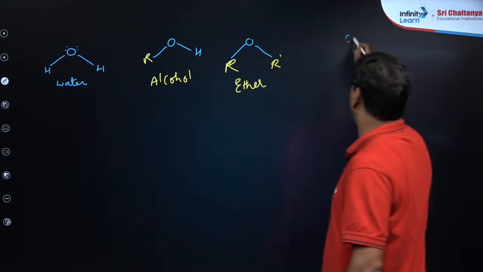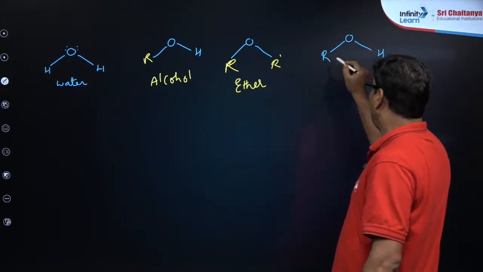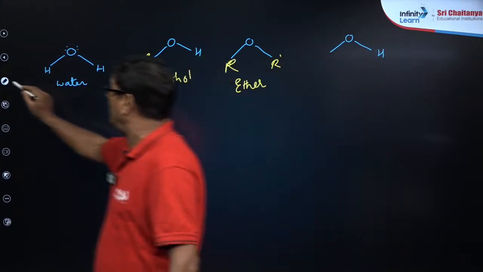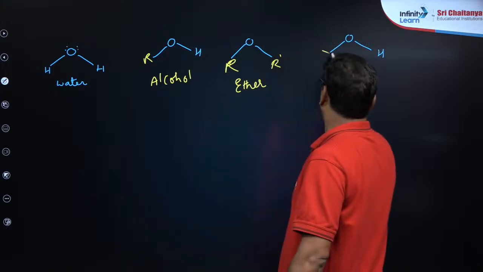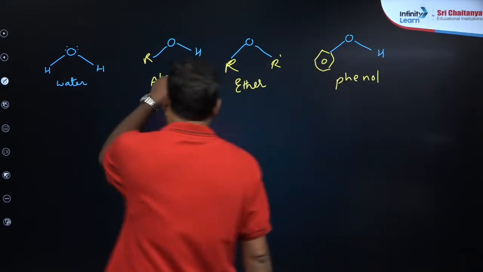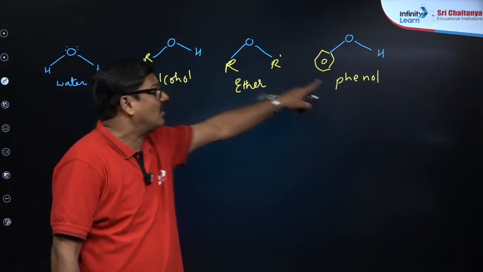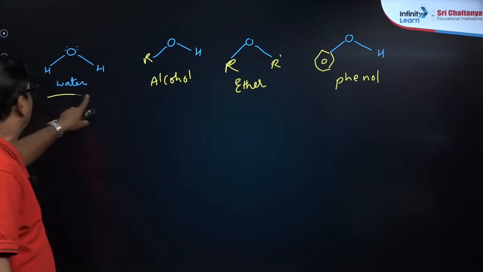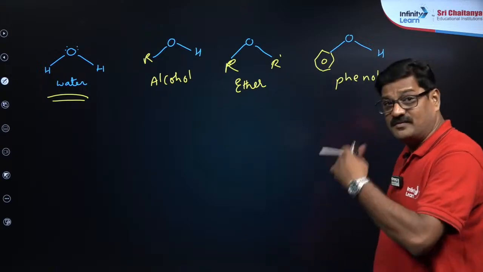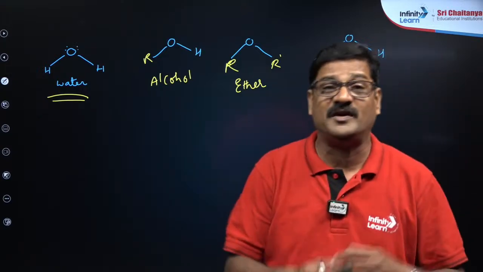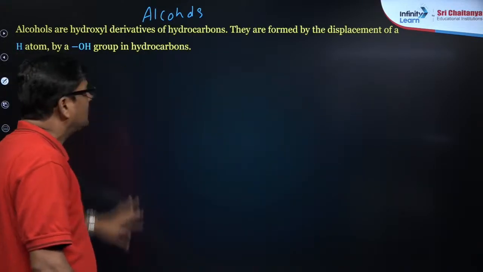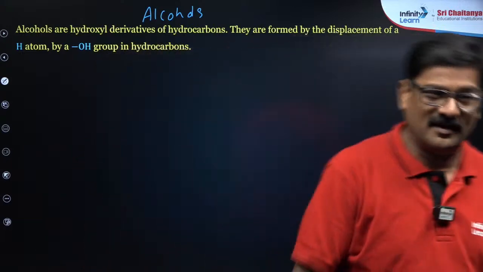And here you can see this is your alcohol, right? If you attach a benzene group to the hydroxyl instead of an alkyl group, this is what you call a phenol. So alcohols, ethers and phenols are all derivatives of water. Clear? Every reaction, whether preparation or properties, will follow from this. So let's go back to the introduction of alcohols, Richa.